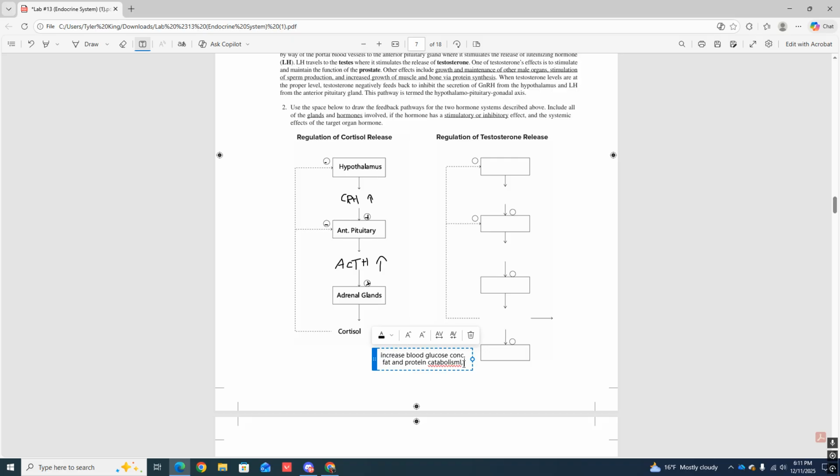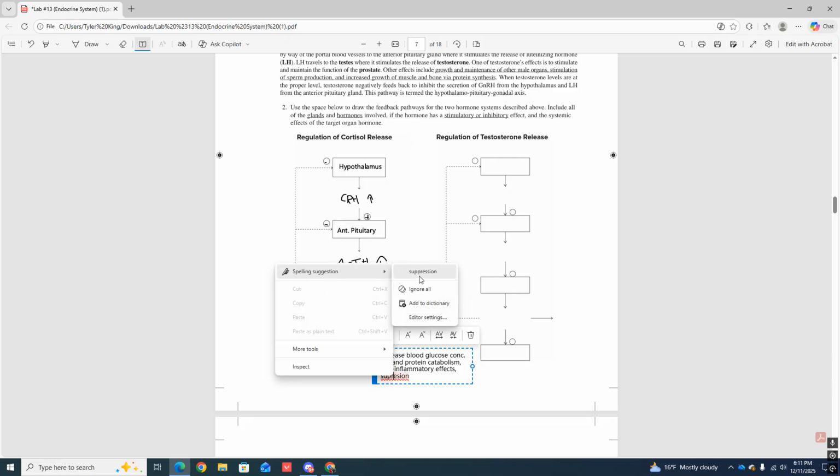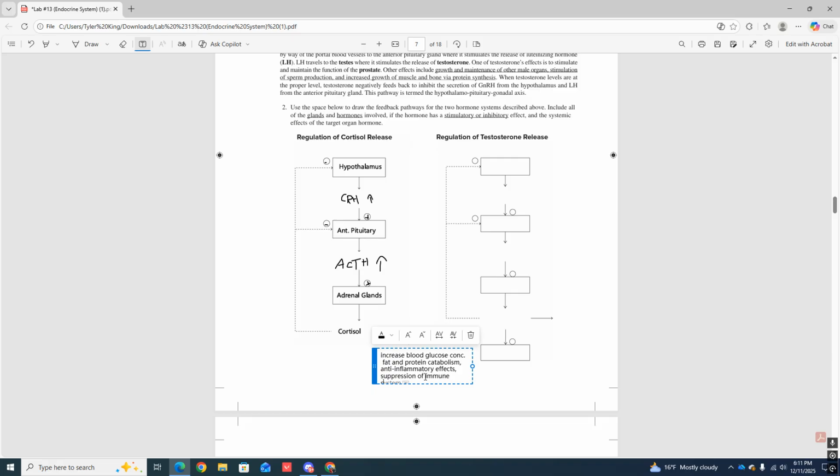And what else does this do? It has anti-inflammatory effects, and it also helps suppress your immune system. Suppression of immune system.